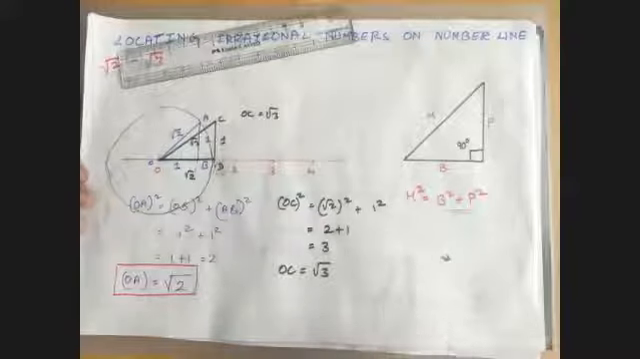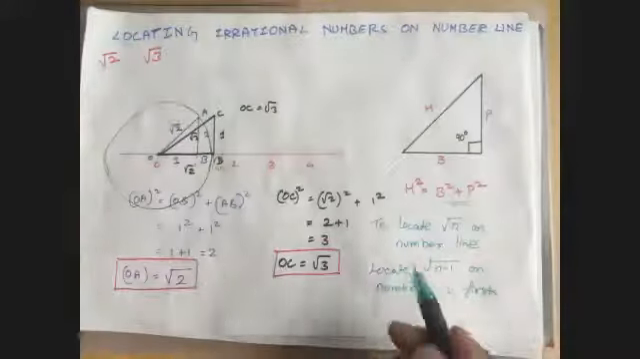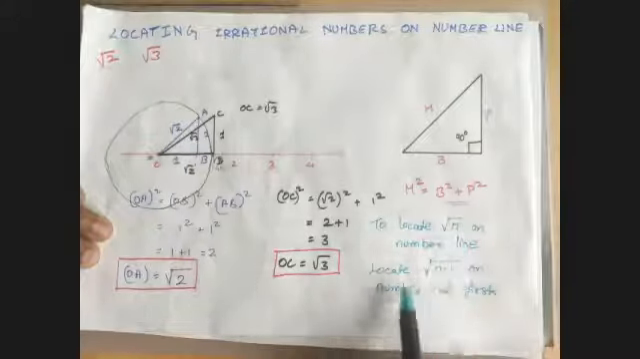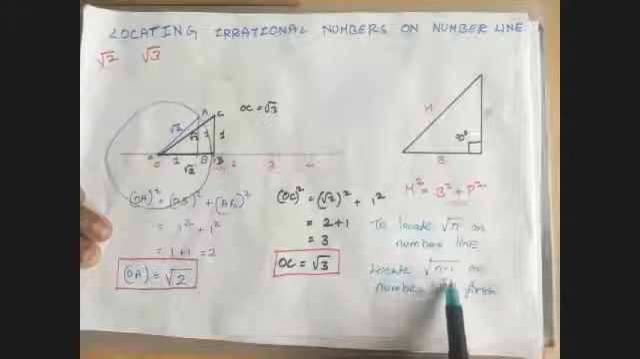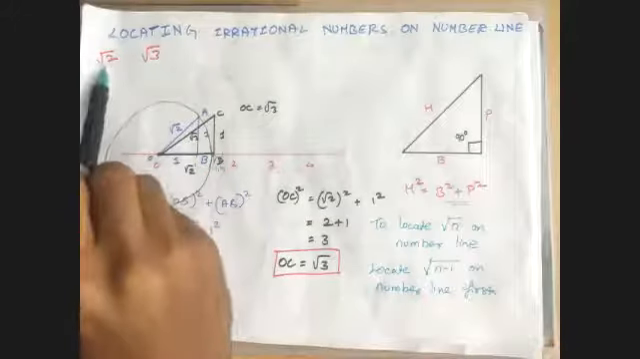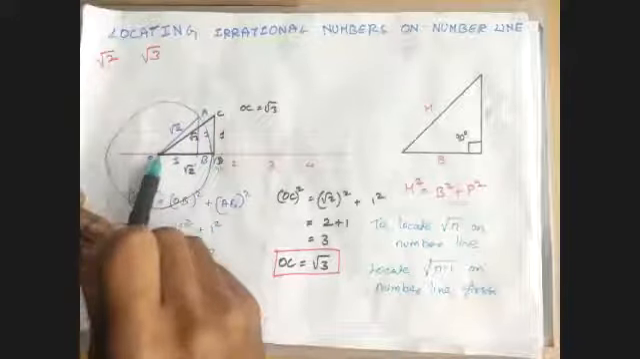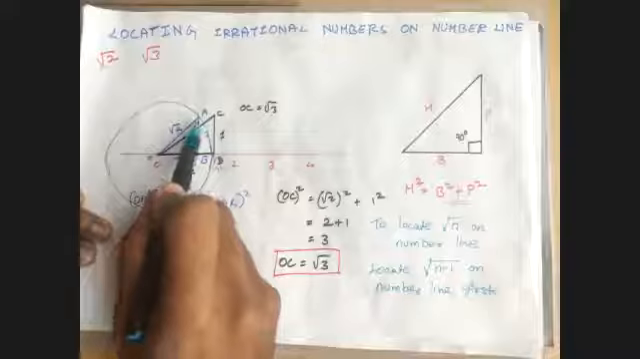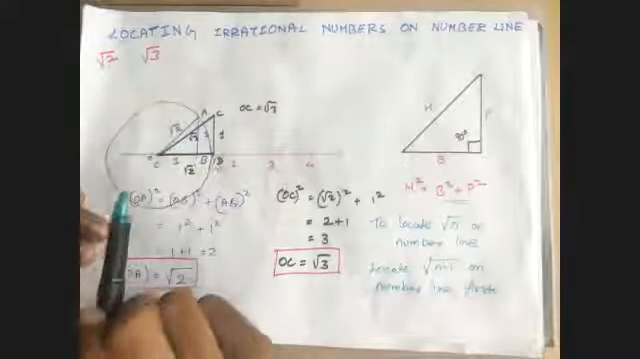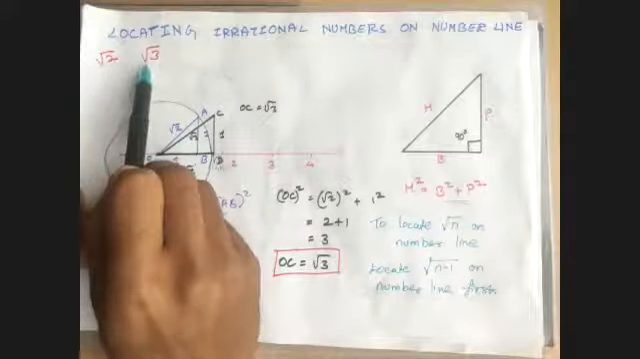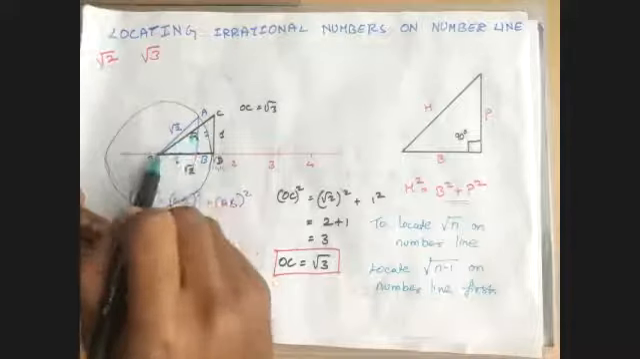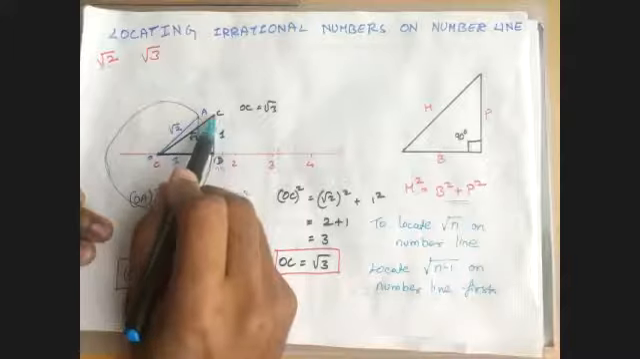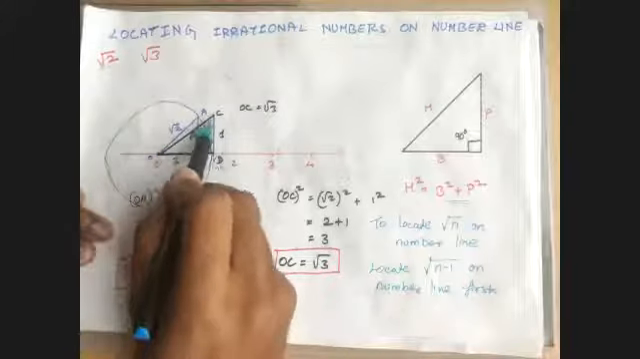So by this we can conclude that to locate root n on the number line, we have to first locate root n minus 1. So to locate root 2, first we located root 1, that is 1 itself, and then we drew a perpendicular and found root 2. And now to find root 3, we used the value which we found for root 2 and drew a perpendicular over that with unit length 1, and this was root 3.